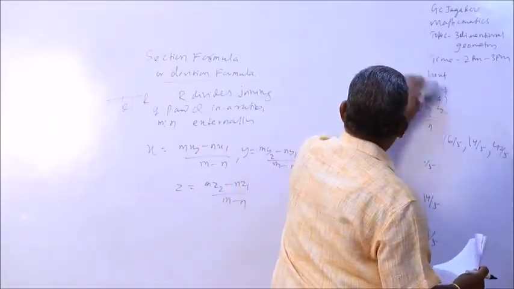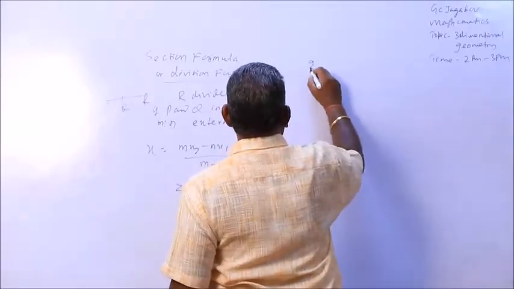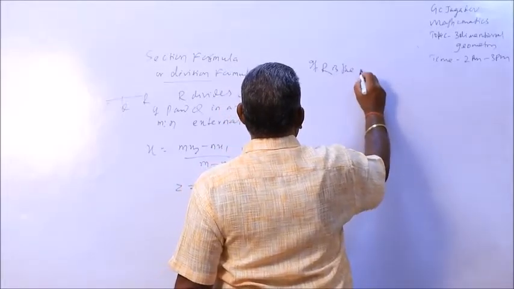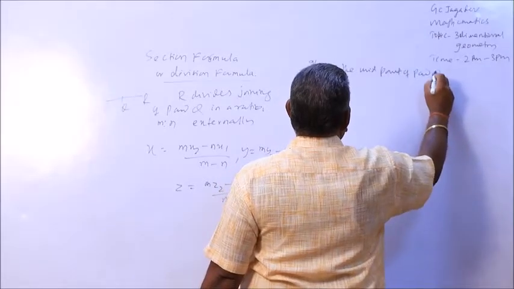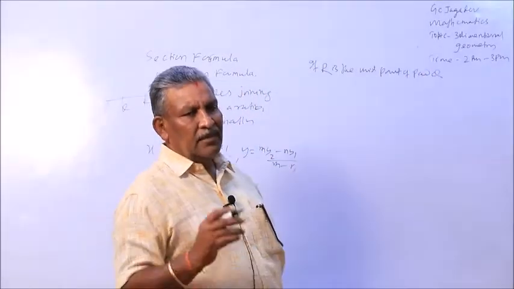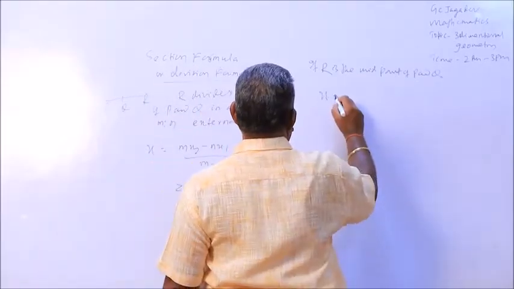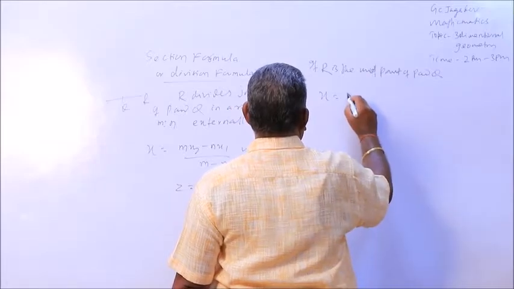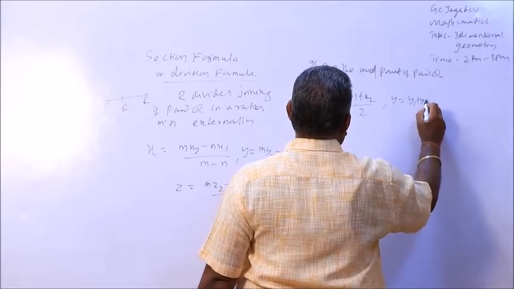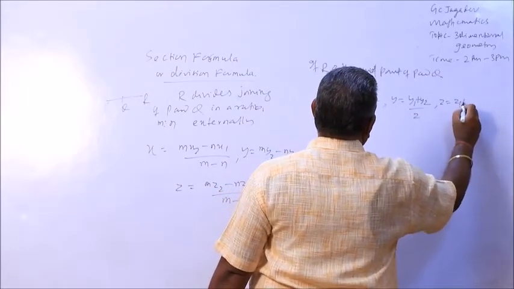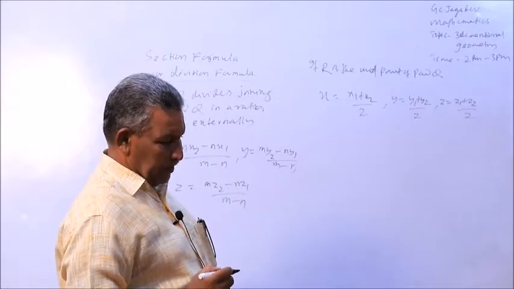Suppose R is the midpoint of P and Q. In that case the ratio will be the same, that means m equal to 1, n equal to 1. So in this case x equals (x1 plus x2) by 2, y equals (y1 plus y2) by 2, z equals (z1 plus z2) by 2. Like this you can find the midpoint of two given points.